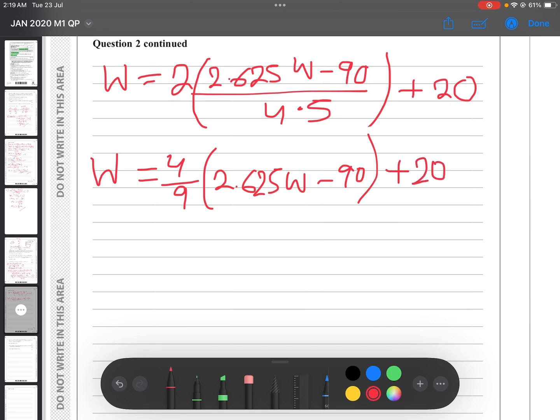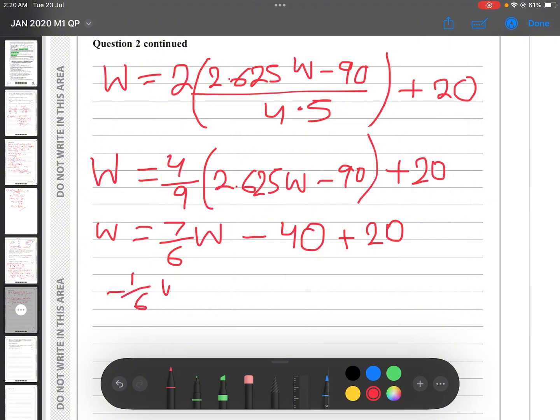And then W equals 7 by 6W, because 4 by 9 into 2.625 is 7 by 6. And then 4 by 9 into 90 is 40, plus 20. Simplifying this, taking W to the other side, we get minus 1 by 6W equals minus 20. The negative signs would be cancelled. W equals 20 divided by 1 by 6, which is 120 newtons. And that is part A.